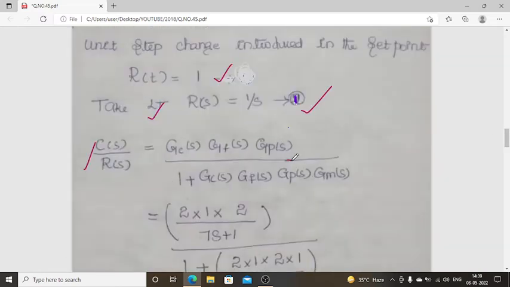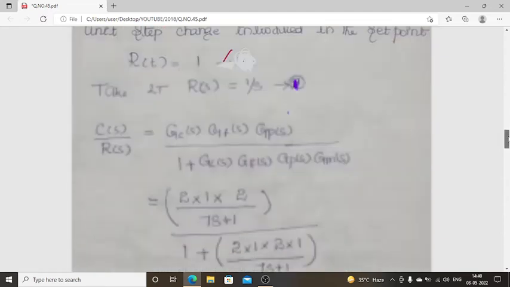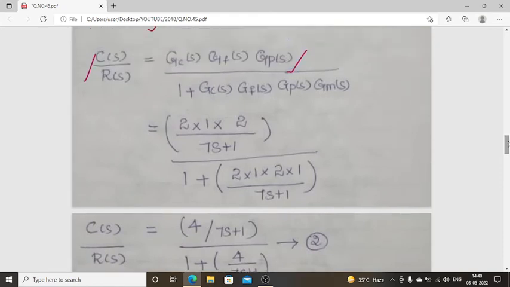So the product of transfer functions between C and R, divided by 1 plus the product of transfer functions in the entire loop. Entire loop means we should take the product of all these transfer functions: GC of S, GF of S, GP of S and GM of S. So it is 1 plus GC of S, GF of S, GP of S into GM of S. So this is a servo mechanism, negative feedback control system.